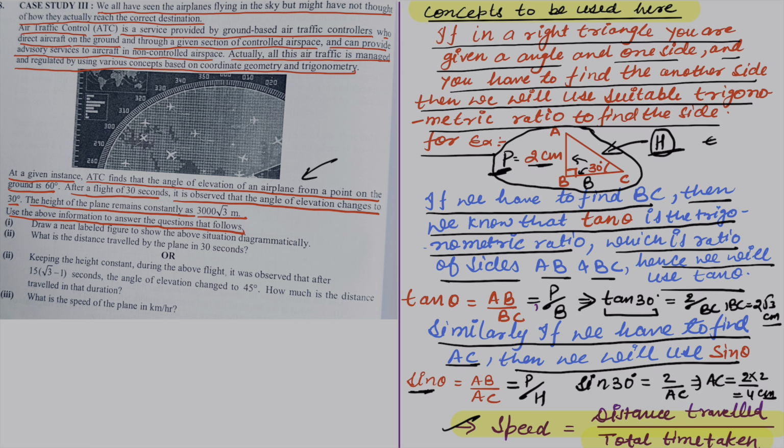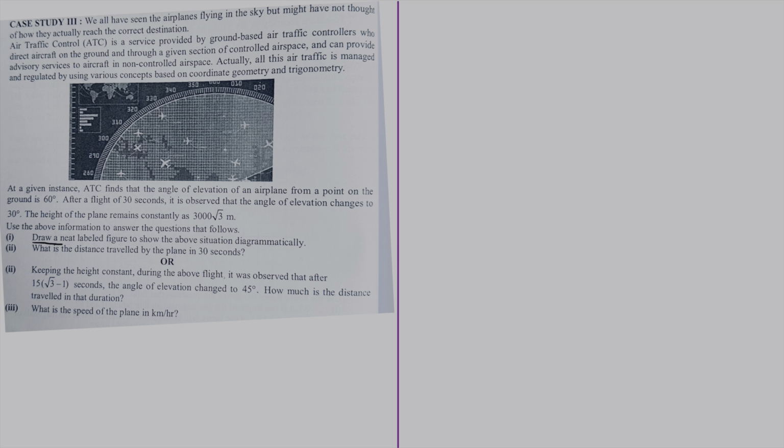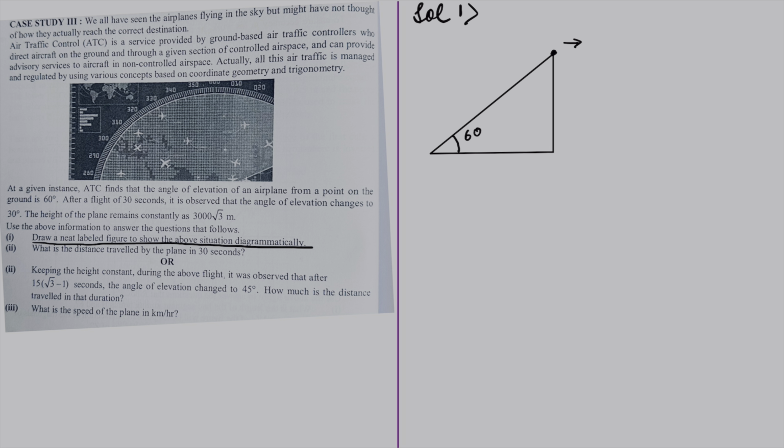Okay, now let's come to the questions. First part is asking, draw a neat labeled figure to show the above situation diagrammatically. Here we are given that at some point of time, the aeroplane is making an angle of elevation of 60 degree. Let's say this is 60 degree. Now after 30 seconds, let's say initially the plane was here and it is going in this direction. After 30 seconds, let's say the plane has reached this position.